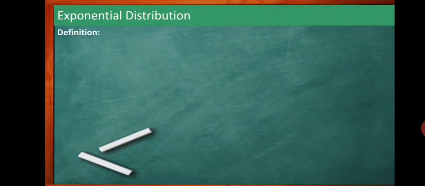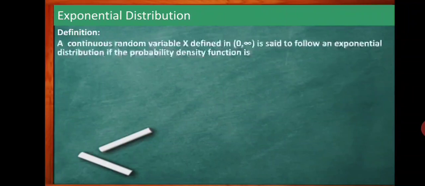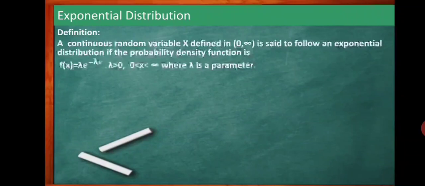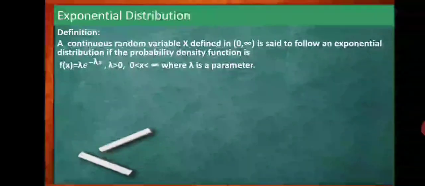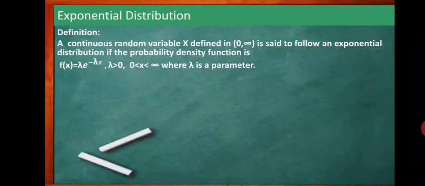First is definition. A continuous random variable x defined in the interval 0, infinity is said to follow an exponential distribution if the probability density function is defined as f of x equal to lambda into e power minus lambda x, where lambda is a parameter, x takes the values between 0 to infinity. This f of x equal to lambda into e power minus lambda x is the formula for exponential distribution.